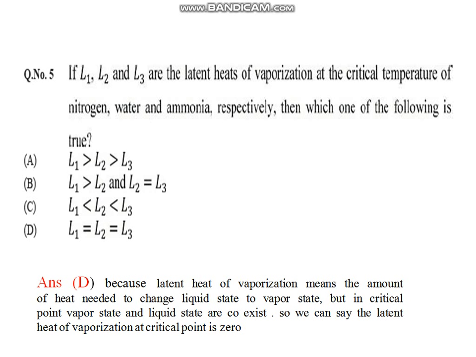Now question number 5. If L1, L2 and L3 are the latent heats of vaporization at critical temperature of nitrogen, water and ammonia respectively, then which one of the following is true? So you know that latent heat of vaporization means the amount of heat needed to change liquid state to vapor state, but at the critical point, vapor state and liquid state coexist. So you can say that latent heat of vaporization at the critical point is 0. So in this question the correct answer is D, L1 equal to L2 equal to L3.